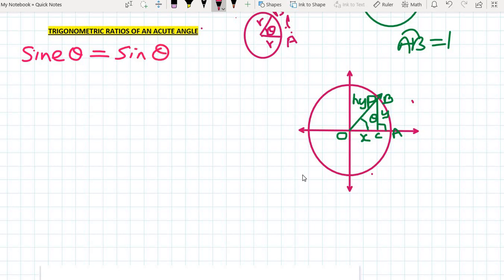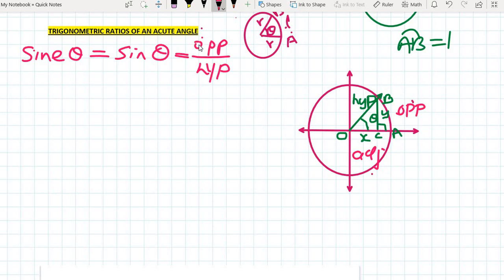Okay, this is sine theta. According to the definition, sine theta is equal to opposite side by hypotenuse. For this angle theta, BC is the opposite side and OC is the adjacent side, right? So BC is considered to be the opposite side, and OC is considered to be the adjacent side. So the definition of sine theta is opposite side by hypotenuse.